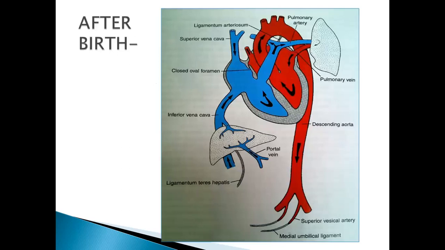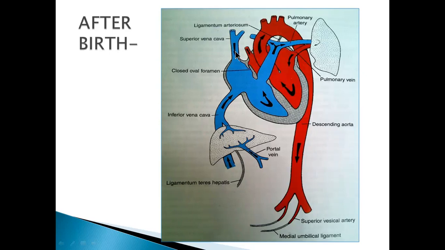Now let's see what happens in the diagram. Whatever I have told you just now, you can see in the diagram. Here there is no placenta, no umbilical vein. What remains here is the ligamentum teres hepatis. This is the portal vein which we had seen in the previous diagram. There is no ductus venosus. You can see the inferior vena cava bringing blood from the lower limb, and of course there will be the hepatic veins which will go here, and then the inferior vena cava opens into the right atrium.